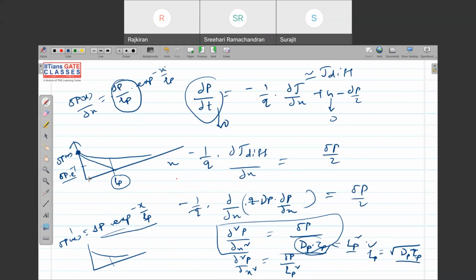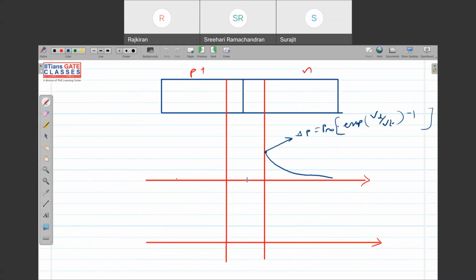Here I am assuming that x equal to 0 is at the edge of the depletion region. But if you put x equal to xn here, x minus xn will come. I'm just giving you an example: here x equal to 0, and this is x equal to xn.